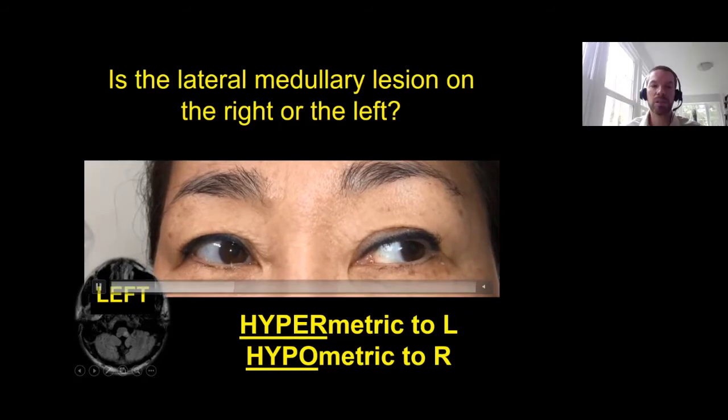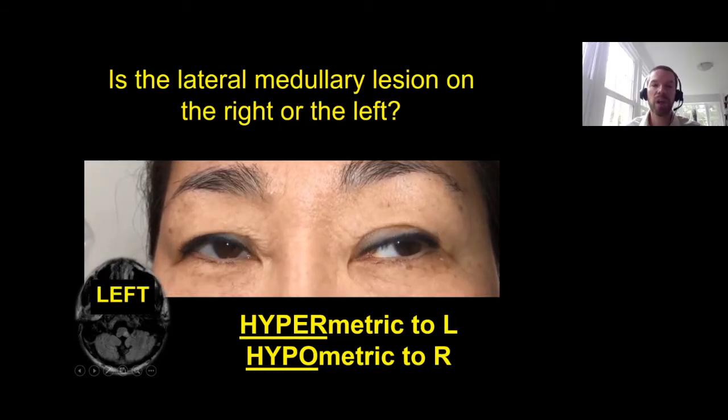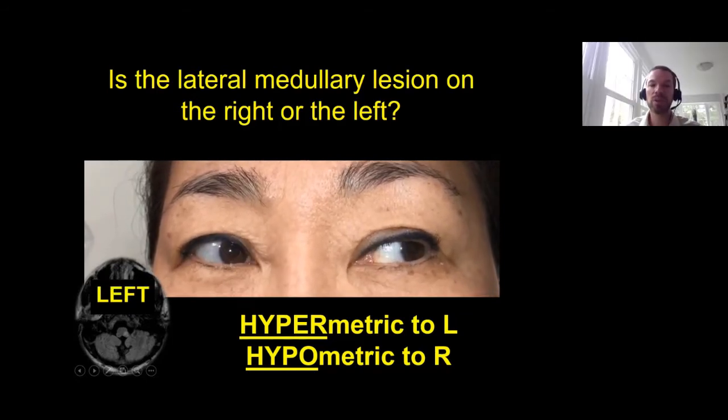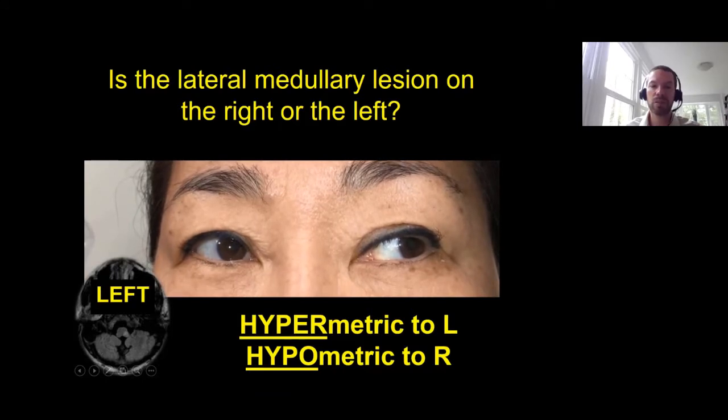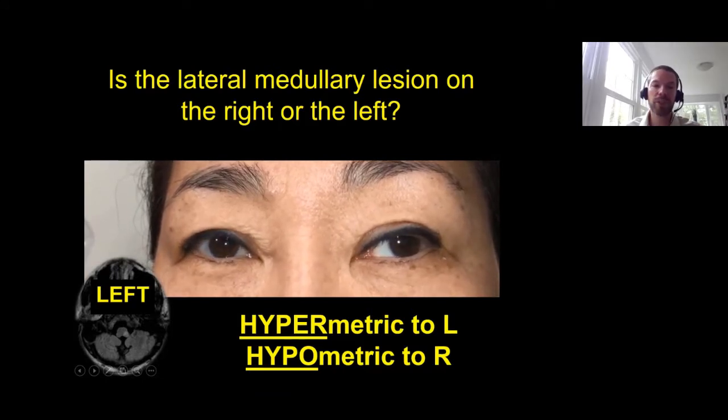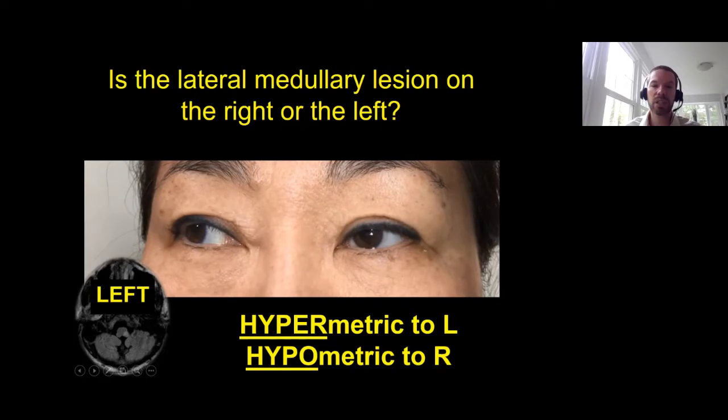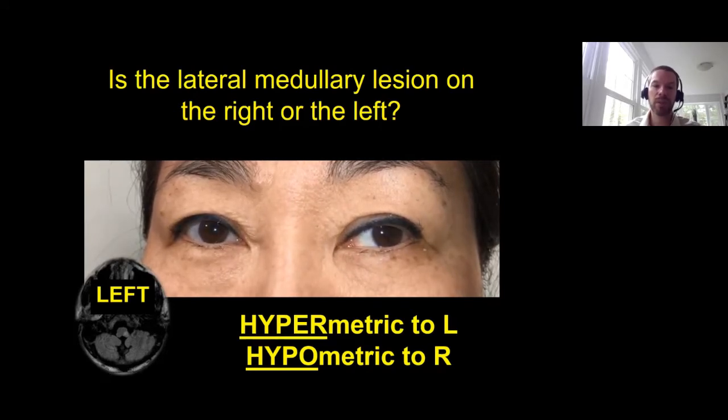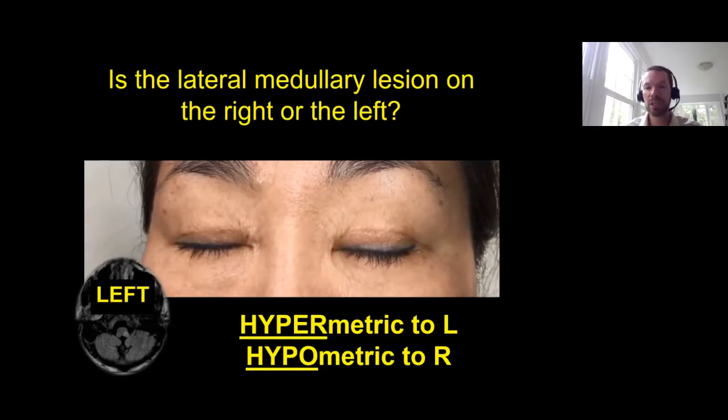Yep, so this is slow motion. This is the hypometric. You see it takes a couple of little saccades to get to the target again. Rightward saccade, hypometric, it takes 3 little saccades. This is slow motion, hypermetric saccade to the left, where she's overshooting the target. And hopefully everyone can appreciate that.